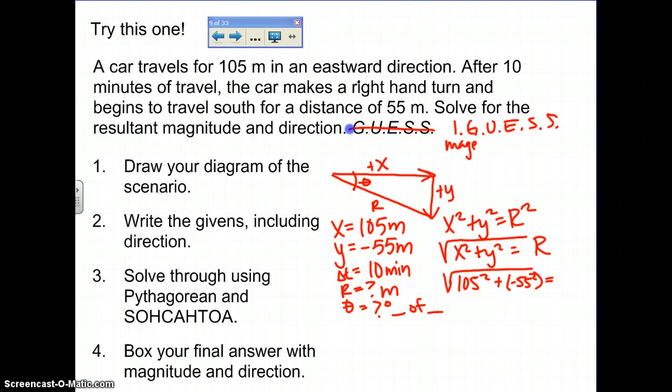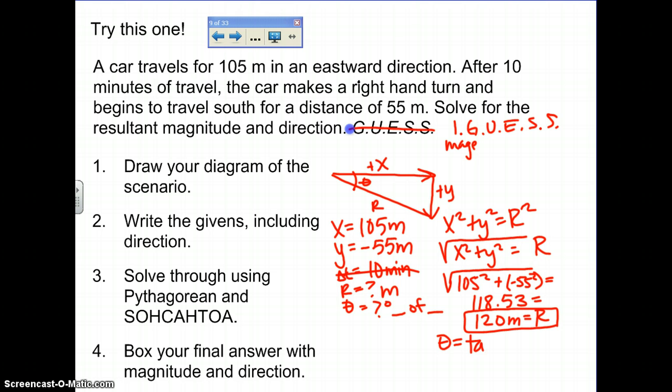So check that out for a second, guys. Don't just sit here and let me do it for you. 105 squared plus 55 squared, square root it, equals. Your calculator answer should be 118.53. From that, looking at your givens, because time is irrelevant, you want to sig fig it to 120 meters as your R value.